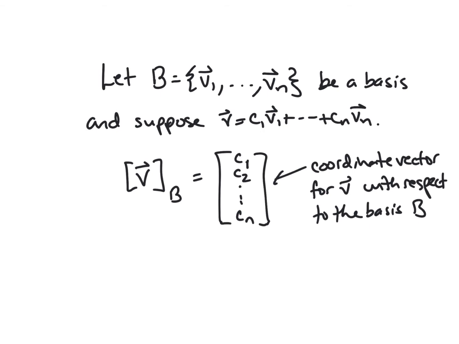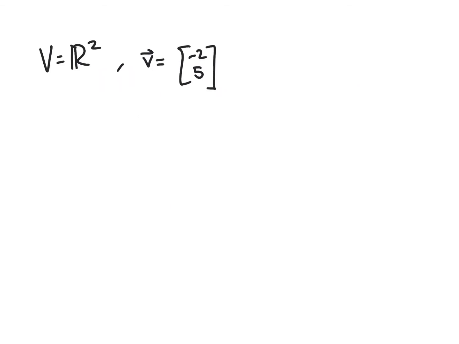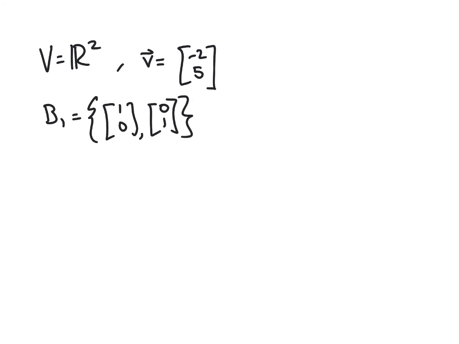And so let's look at a few examples. We're going to look at a few different bases here to get a better idea of what's going on, but we're going to have the same vector throughout: negative 2, 5 inside R2. First we'll have our basis B1 just be the standard basis, so (1, 0) and (0, 1). In this case, v is negative 2, 5. This is just negative 2 times (1, 0) plus 5 times (0, 1), right?